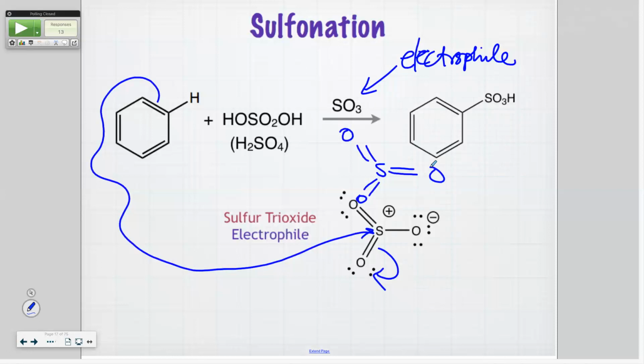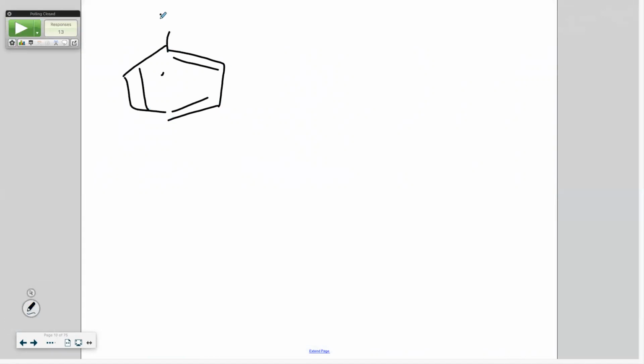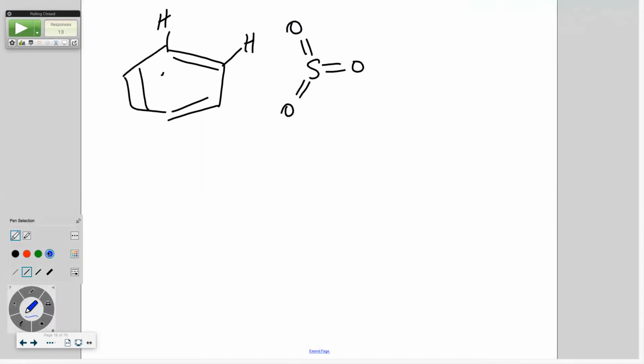Okay, so let's look at the whole thing now. Let me use a pen, maybe that'll go a little better. Okay, I always tend to use this double bond, so I'll put the H's on that one so you keep track of them. There's H's, remember, on every one of those carbons. Okay, and we're going to add S. So here is our benzene attacking our electrophile.